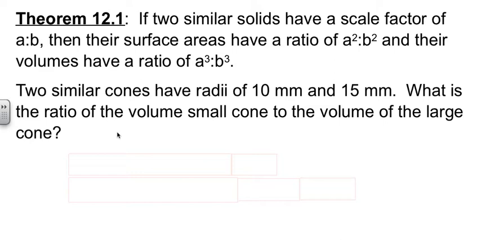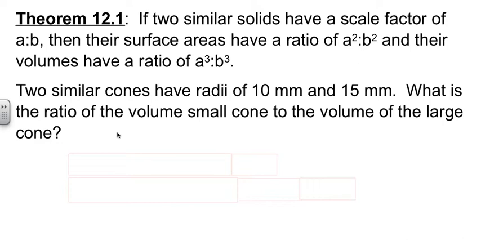Now our first, last, and only theorem of chapter 12 deals with the idea of similar solids. If we know their scale factor is A to B, then their areas are in ratios of squared, A squared to B squared, like we talked about in chapter 11, and their volumes have a ratio of cubes, A cubed to B cubed. Okay. Volume is cubic units, so then the ratio would be cubed.